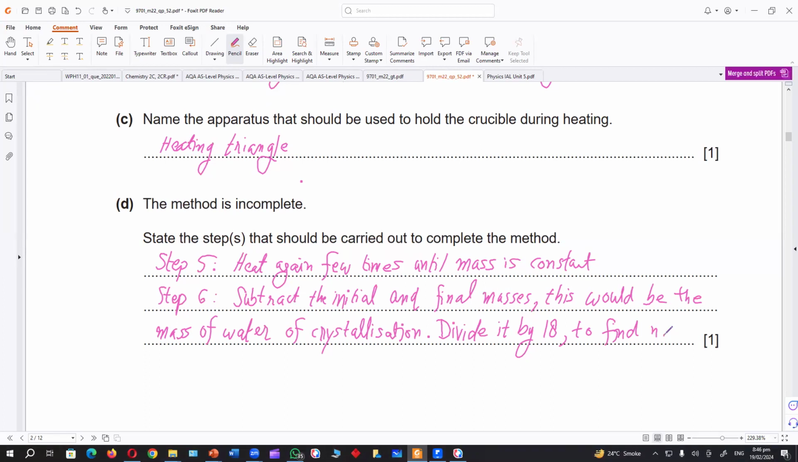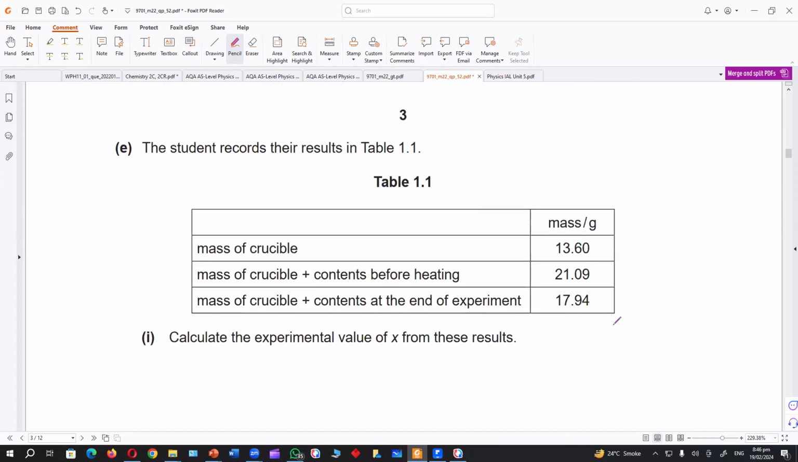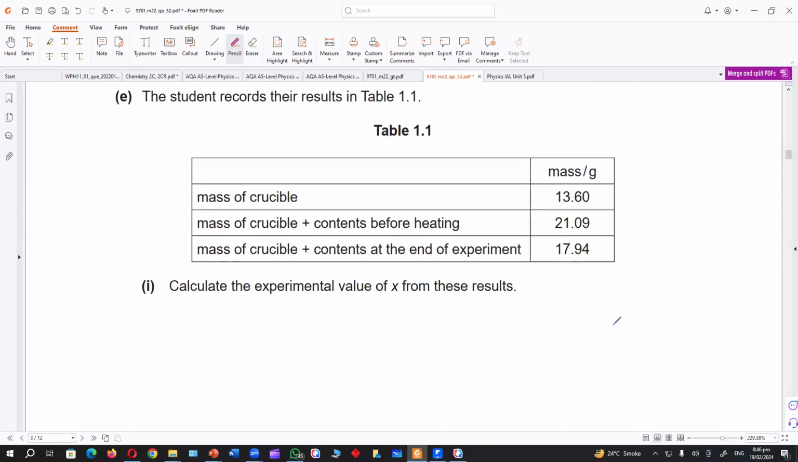Okay, have you done it? Yeah. Good. Now we move forward. The student records their results in the table: mass of crucible plus contents before heating, and after heating. These are the readings. Calculate the experimental value of X from these results.